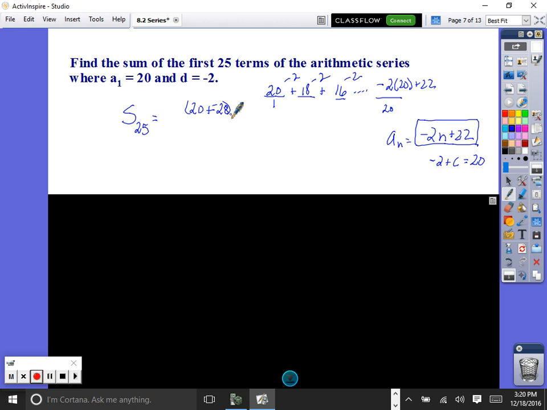Then I have to take half as many as I had. So I totaled up 25 of them and I only need half of that. So this is 25 divided by 2 times negative 8. This reduces to negative 4 times 25, so the sum is negative 100.